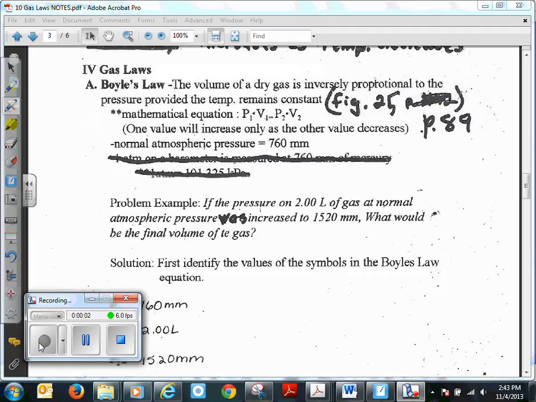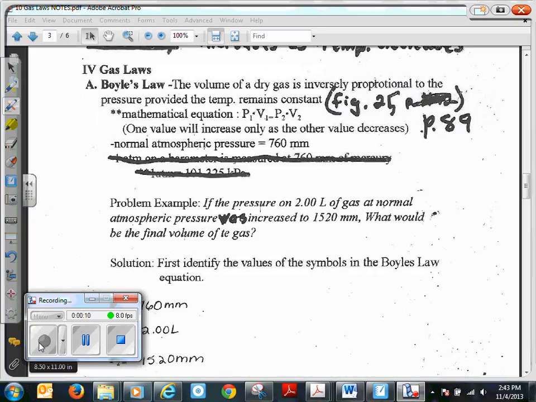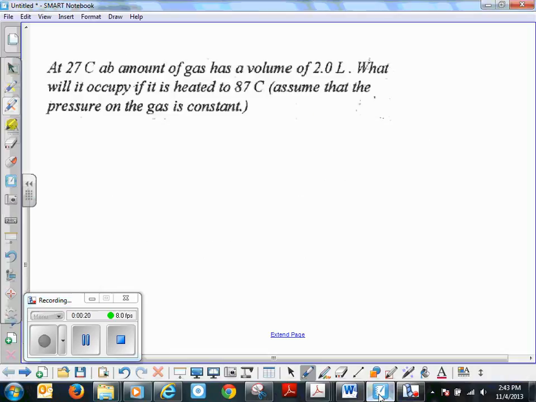Okay, welcome to physics today. This is where we left off last week with Boyle's law. And our formula for Boyle's law is P1 times V1 equals P2 times V2. So we're going to do a couple problems here just to see if you guys remember how to do this.